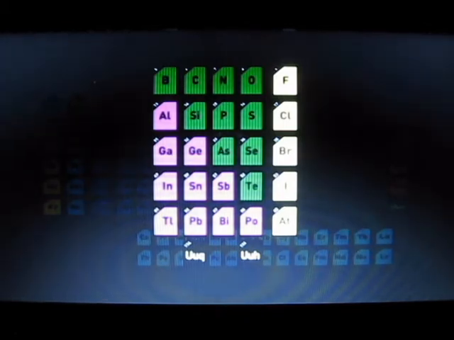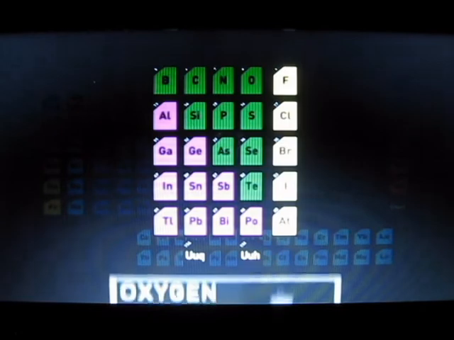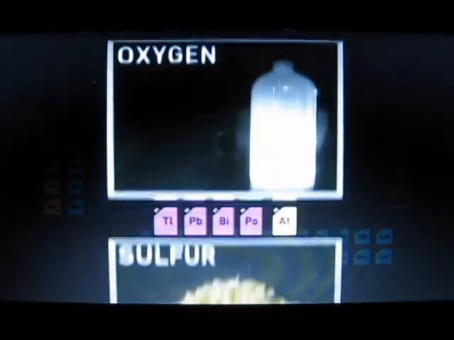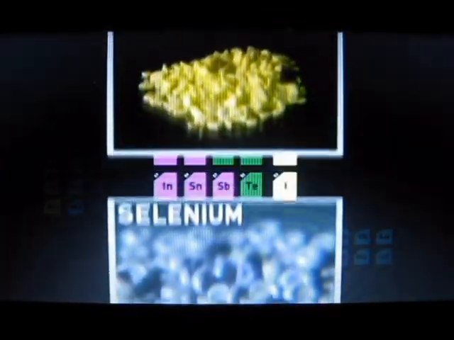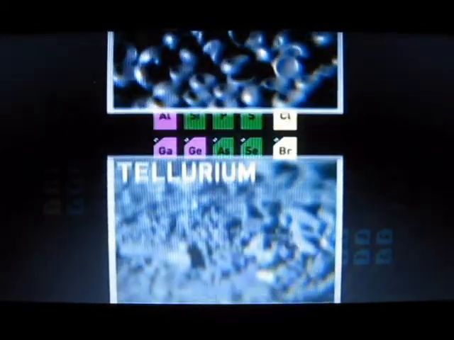Let's look at an example. Group 16 shows increasing metallic appearance from a colorless gas to yellow powder to a grayish metalloid to a metallic solid.